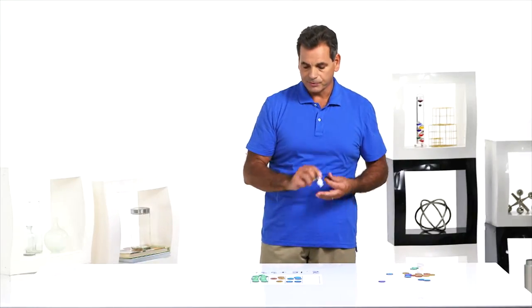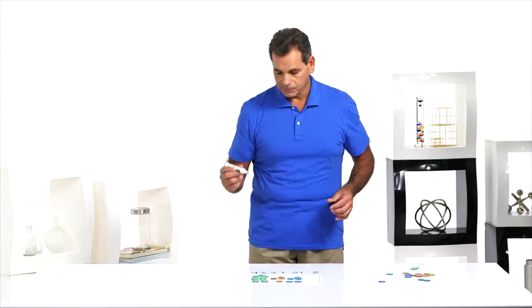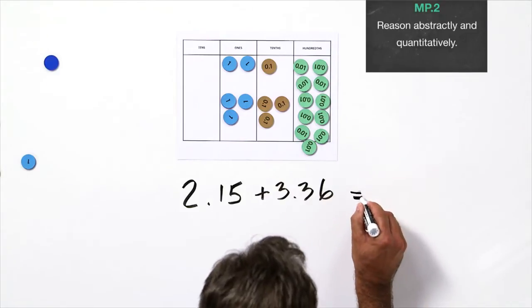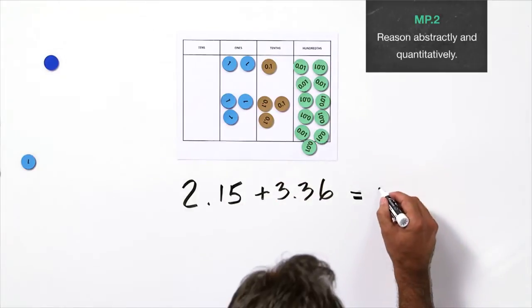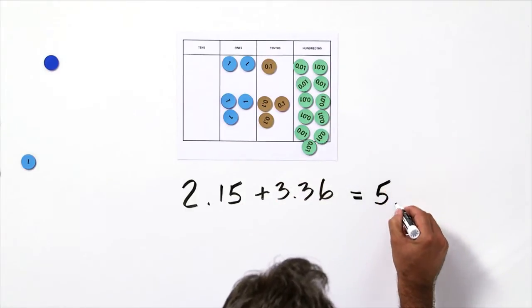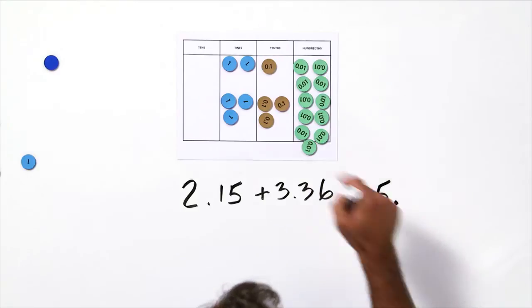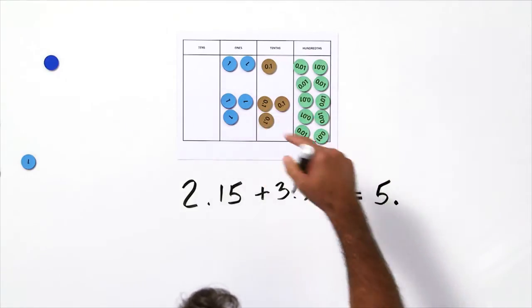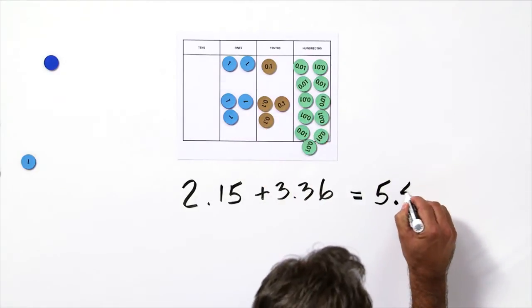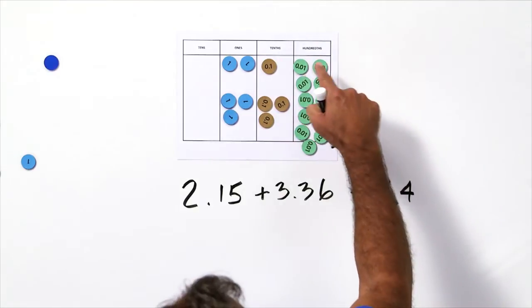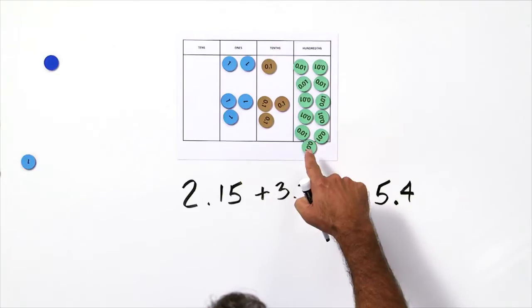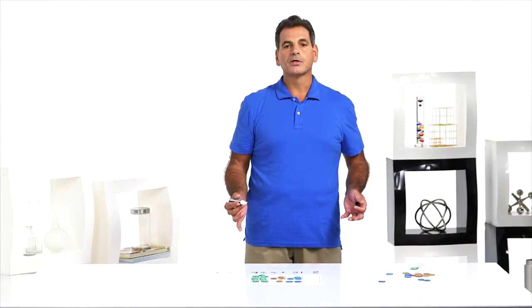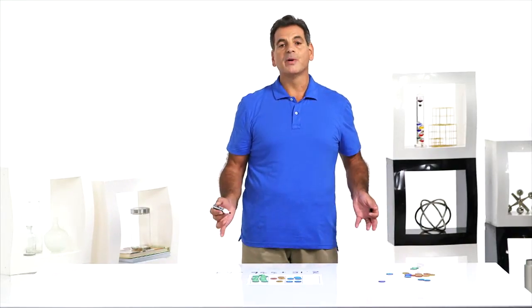But let's see what happens. So tell the students to write the answer. Okay, it equals, I have 1, 2, 3, 4, 5 ones. My decimal point, I have 1, 2, 3, 4 tenths. And I have 1, 2, 3, 4, 5, 6, 7, 8, 9, 10, 11 hundredths. So what's the problem here? We have too many hundredths.